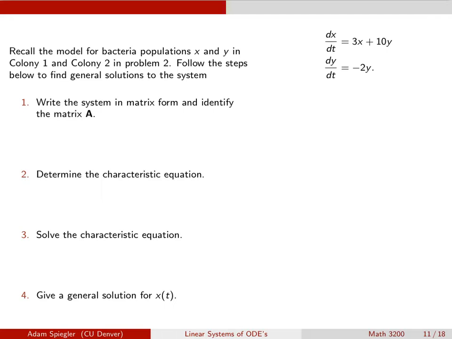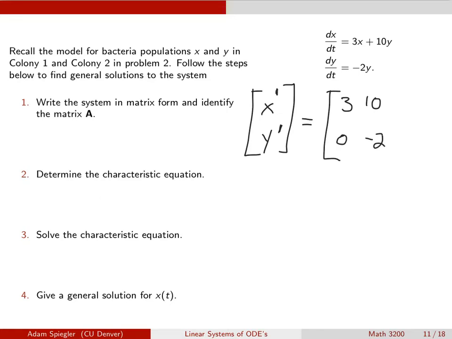So step one is to take this system up here and write it in matrix form. In matrix form, this would look like x prime, y prime, if I use that prime notation instead of the dx/dt notation, is equal to A, which in this case would be [3, 10; 0, -2], times [x; y]. Okay, so that's what we mean when we say the matrix form of the differential equation.